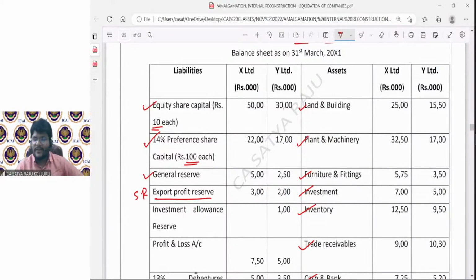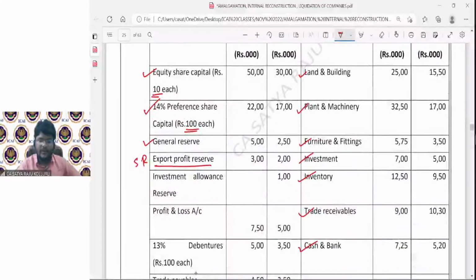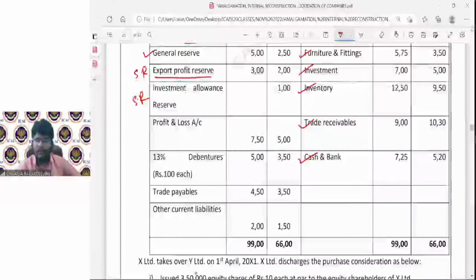Sir, how to identify the statutory reserve? Of all the known reserves, except those, any unknown reserve you can call a statutory reserve. You may not know all the statutory reserve names. That is simply how you should identify: if you exclude all known reserves, the remaining ones become statutory reserves. Investment allowance reserve is also a statutory reserve. We don't actually know such reserves, that's why I simply treat them as statutory reserves.